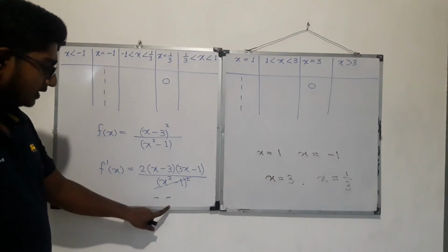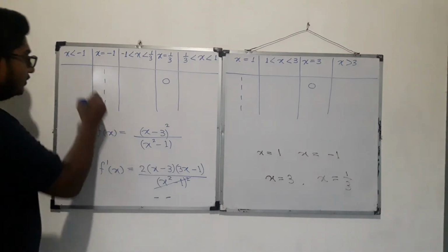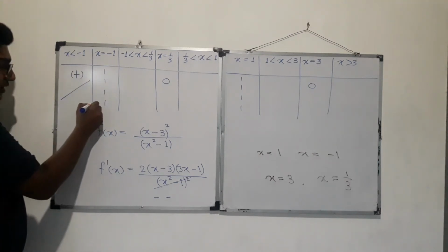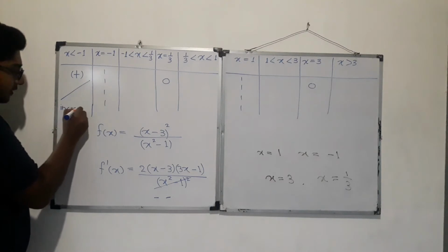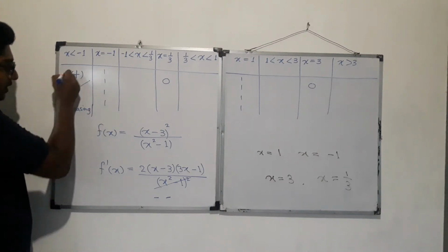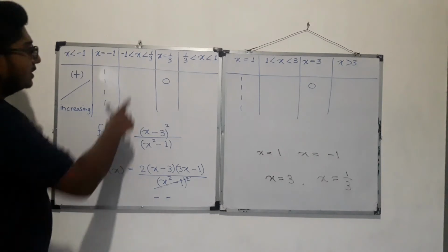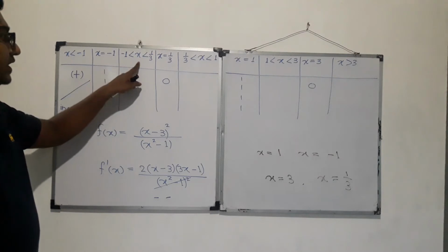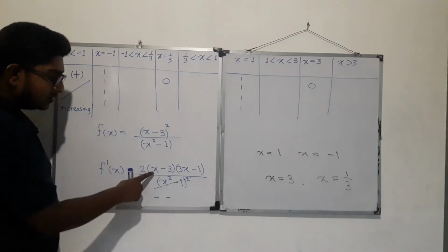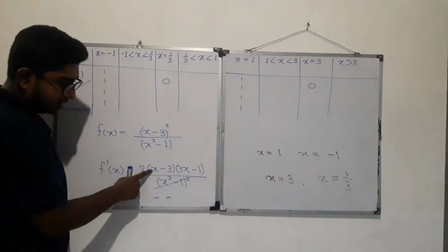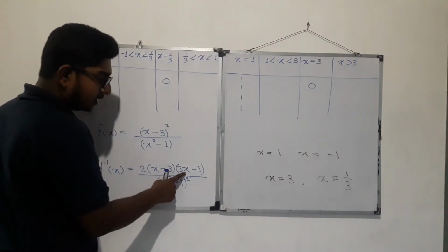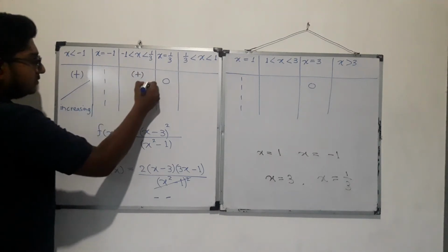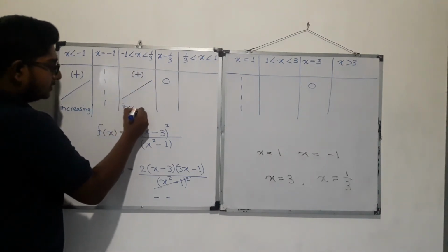So minus into minus from these two brackets will give you plus. So plus means we have the gradient in this shape, which is increasing. Gradient is increasing. You have to write these 3 steps. Now substitute a number within this range. So we can take 0. So when I substitute 0, this bracket gives you minus answer. This bracket gives you another minus answer. Minus into minus. Yeah. So this is increasing.